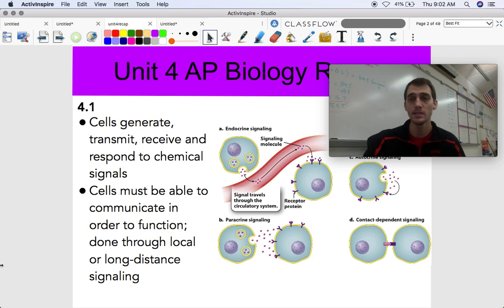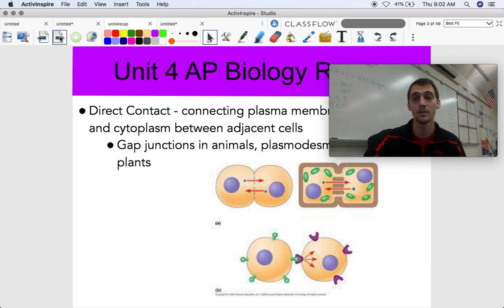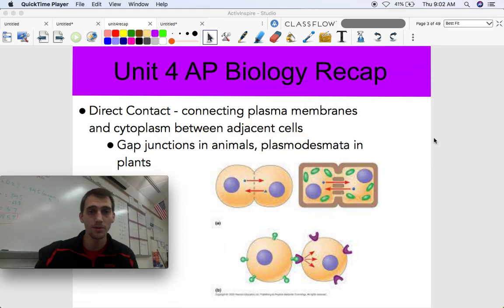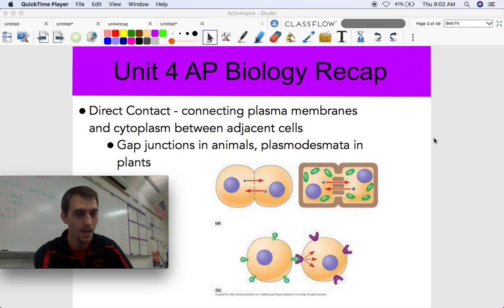So all cells need to be able to communicate, and like I said, they must be able to communicate in order to function, and that could be done through local or long distance signaling. Local meaning in the area, long distance meaning not in the area, long distant for a cell, right? So the first local signaling is called direct contact, connecting plasma membranes and cytoplasm between adjacent cells.